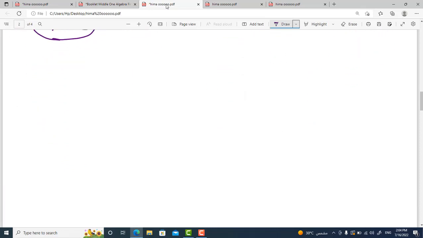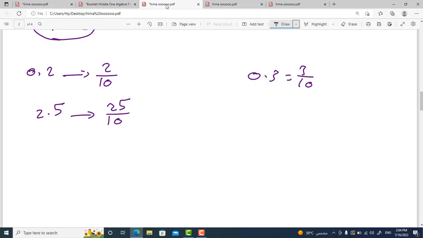We have here 0.2, 2 over 10, 0.3, 3 over 10, 2.5, 25 over 10. Then all decimals are rational.